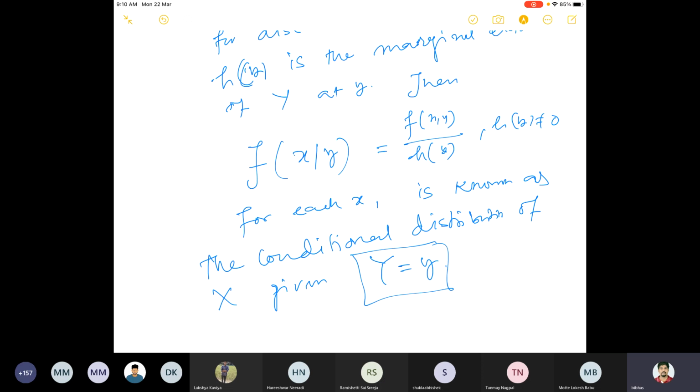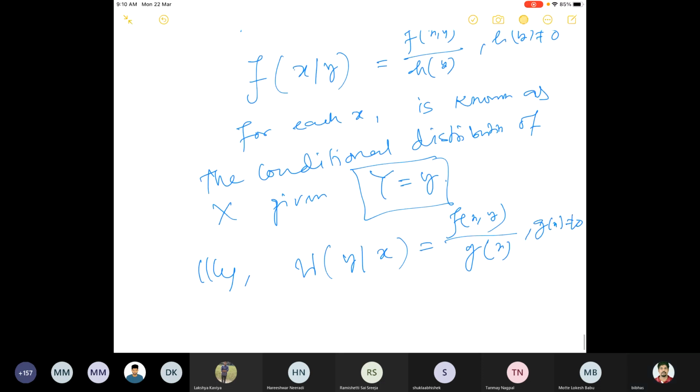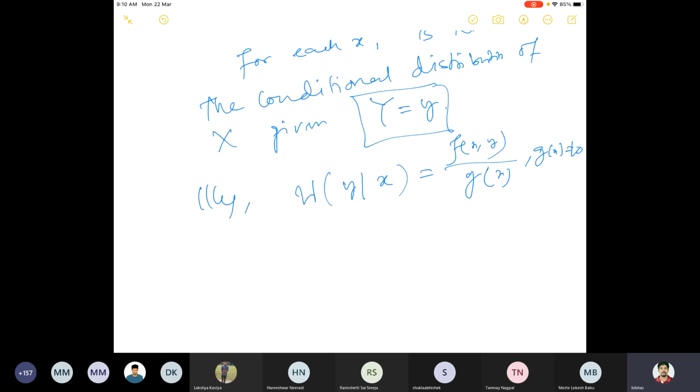So here it is known only that capital Y is taking some value small y, and we look at how capital X is distributed. The same thing we can do if X is known: what is the distribution of Y? So we can say f(x,y) by g(x), where g(x) is the marginal distribution of X, and of course g(x) is not equal to 0.